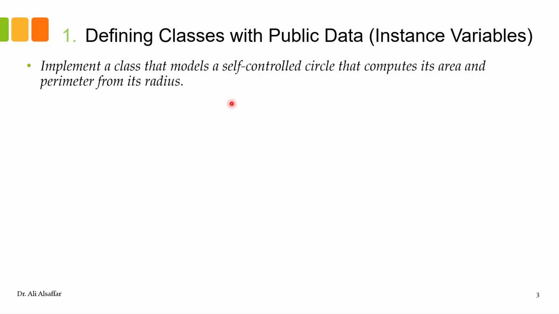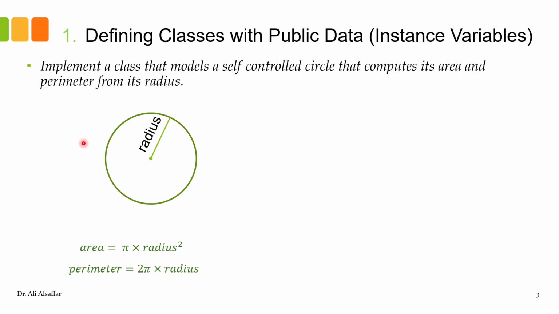Before we start, we would like to see what are the calculations that we could have on area and perimeter. If we have a circle with a radius and we want to compute the area, then we multiply pi by radius squared. Pi is a constant and radius is the radius of the circle. And if we want to compute the perimeter, the equation will be multiplying 2 by pi by radius.